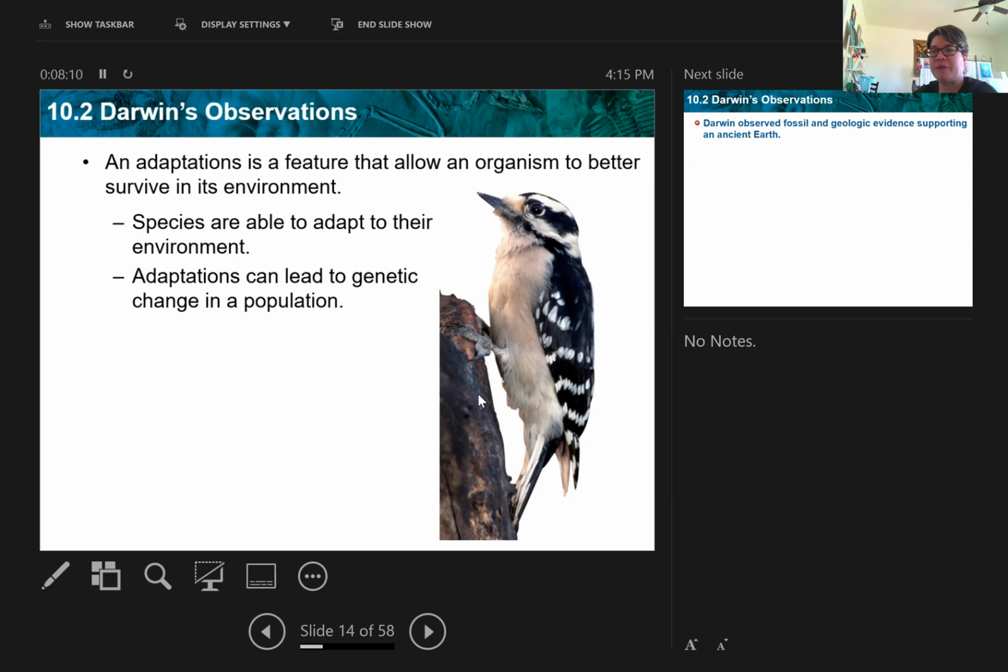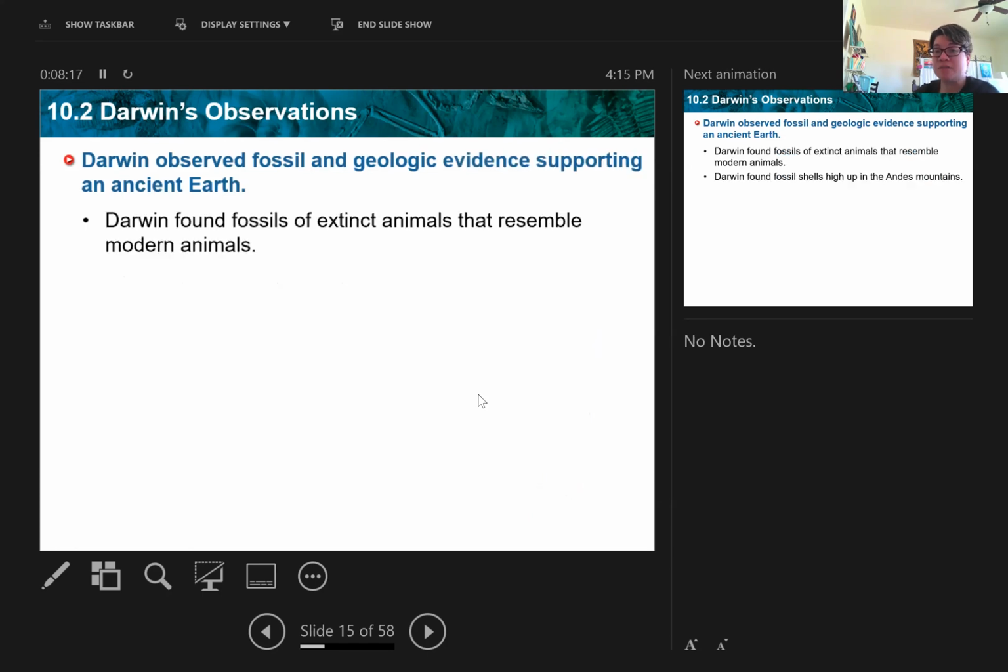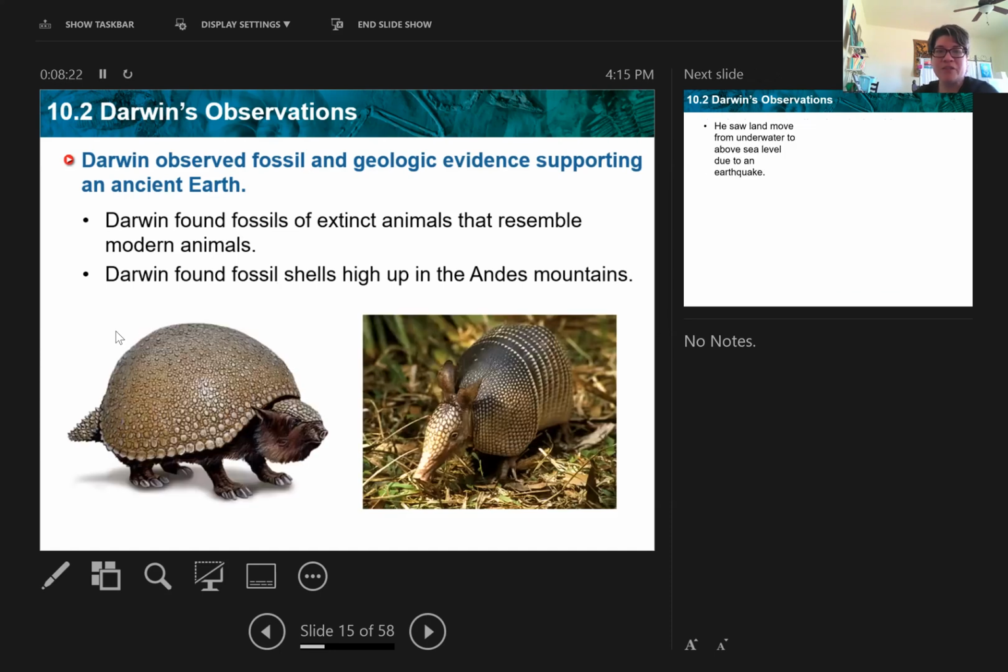So if we see some of them mating and having babies and surviving, then we're going to see some changes to genetics. So he was also looking at fossils. A lot of people don't know about his fossil research. He found these fossils of these extinct, weird, awesome, cute little fluff balls that have an armored shell. These were fossils on the left, and he noticed that they were a lot like armadillos, which are on the right. And the fossils that he found were high up in the Andes Mountains, which is in South America. So he thought that was weird. He was like, okay, so fossils resemble modern day animals. That's interesting too.